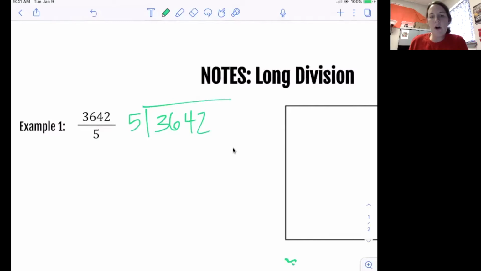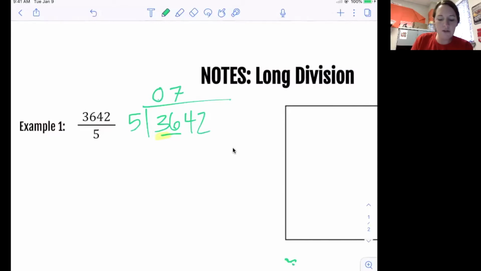And if you recall, we're going to work one number at a time. So we're going to start right here with this 3. I want to know how many times will the 5 fit into the 3? Okay, the answer is 0. So now we're looking at 5 into 36. So I know that 5 will go into 36 7 times completely.